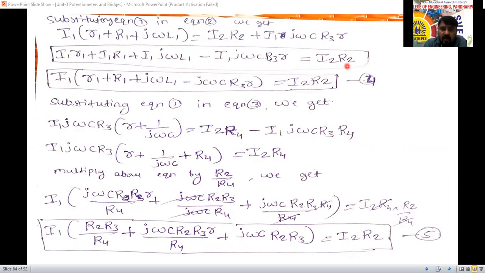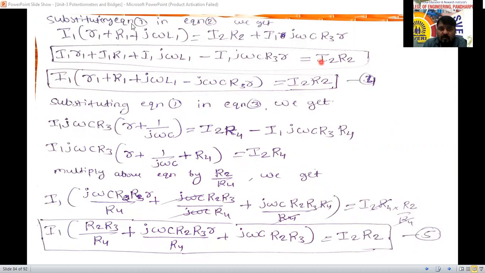Now what we will do, again we will take this I1 outside. Here also I1 is there in every term. To take it outside, we have to take it common. R1 plus j omega L1 minus j omega C R3 into R, equal to I2 R2. This is equation number 4. Here in the form of I1, here I2. Again we have to reduce here.